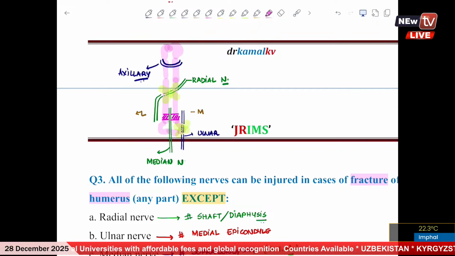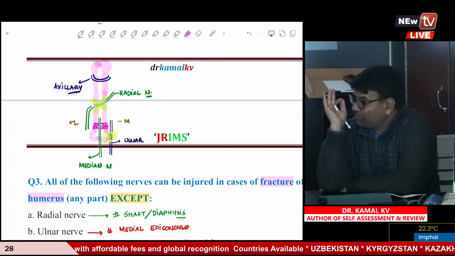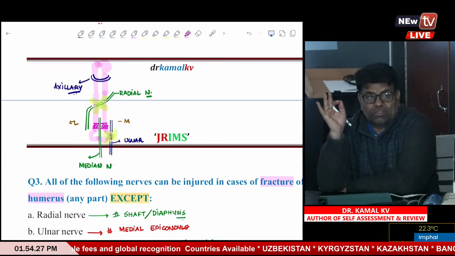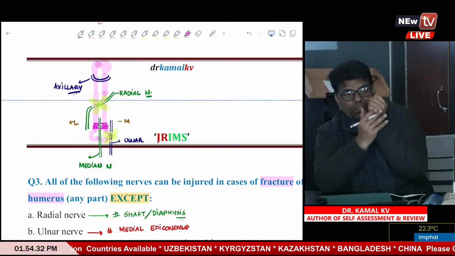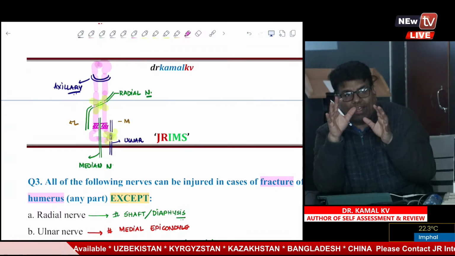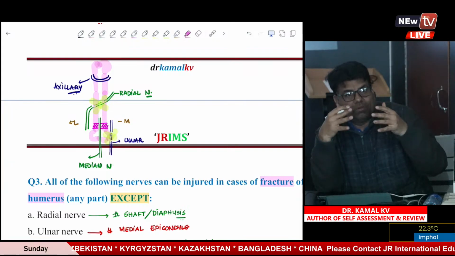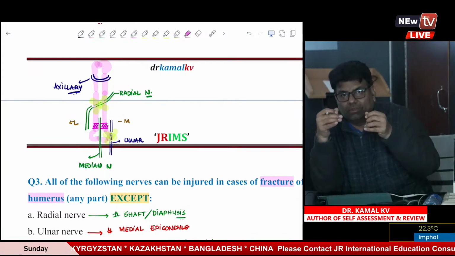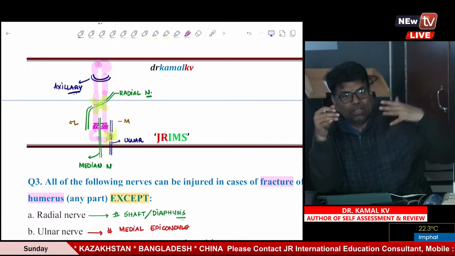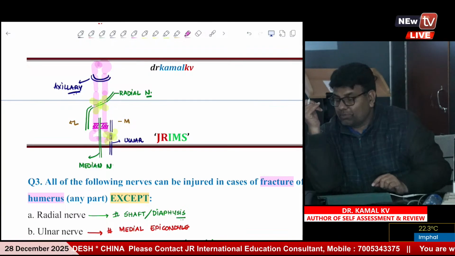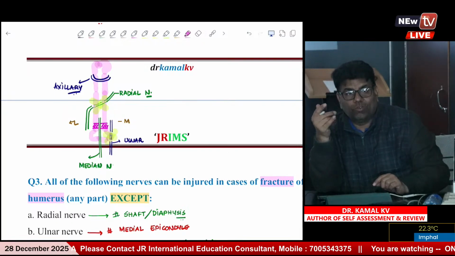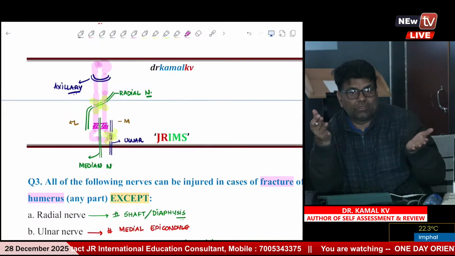So you see, humerus is such an important bone. At different locations, there are different nerves which come into the vicinity or relation. And whenever there is a fracture, the sharp bony margins can puncture into the nerve. Not only is this important from exam point of view, this is also important from clinical practice point of view.